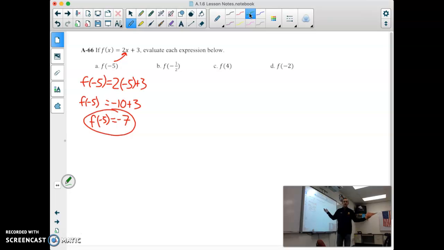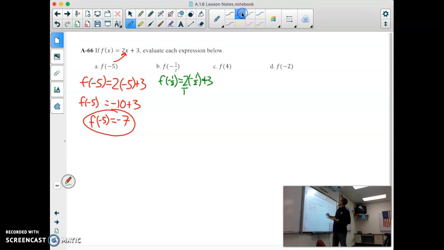For f of -1/2, it gets a little trickier. Still the same process overall, but it's a little trickier because we're dealing with fractions. So let's plug it in and see what happens. So f of -1/2 is going to be equal to 2 times -1/2, and then plus 3. So when we multiply fractions together like we have here, pretend that that 2 is over a 1, and then we can just multiply across the top and the bottom.